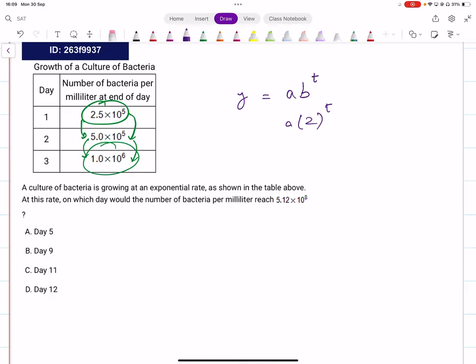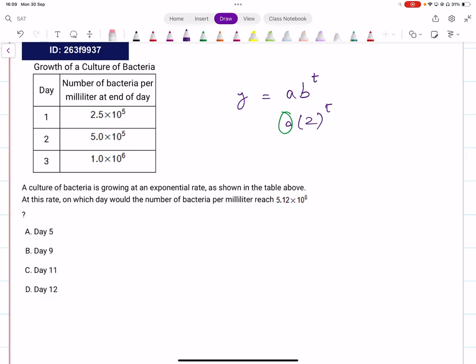Is that okay? What was A? In exponential function, this constant outside is used to represent the initial value. What's the initial value? Is the initial value 2.5? No, initial value would be at day 0.